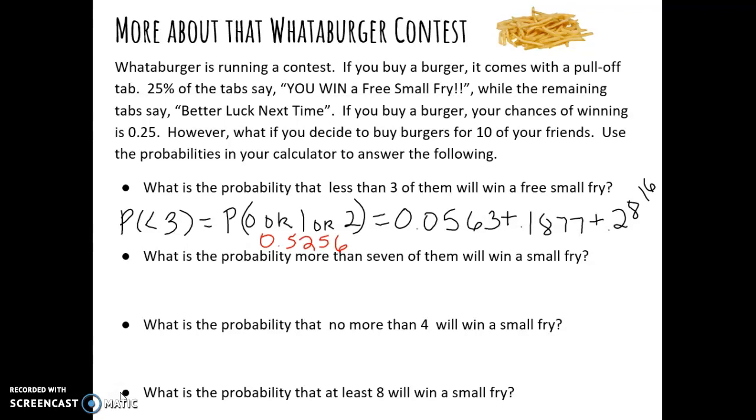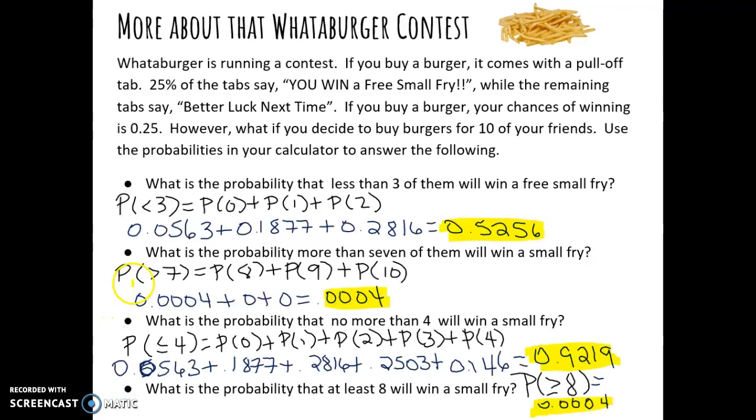So why don't you try the rest of these? Pause the video, and when you unpause, I will have the answers up. So here we go. Probability of greater than 7, add probabilities of 8, 9, and 10 together, you get 0.0004. For no more than 4, that's 0, 1, 2, 3, and includes 4, you get 0.9219, and the probability of at least 8 is 0.0004.